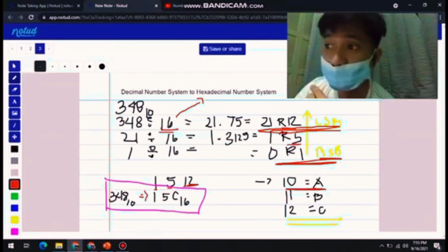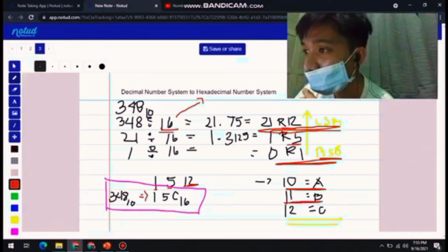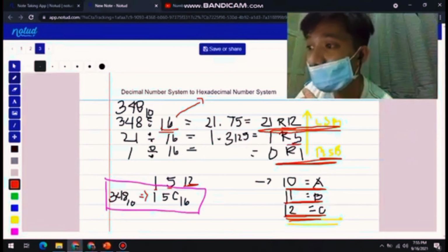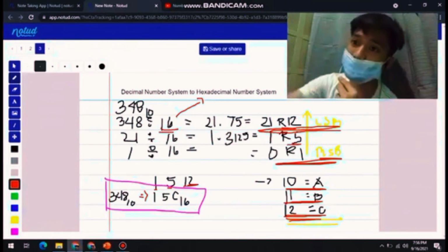So in the decimal number system, it is 348 with the subscript of 10. And now it converts to 15C with a base of 16. So that's all, and thank you.